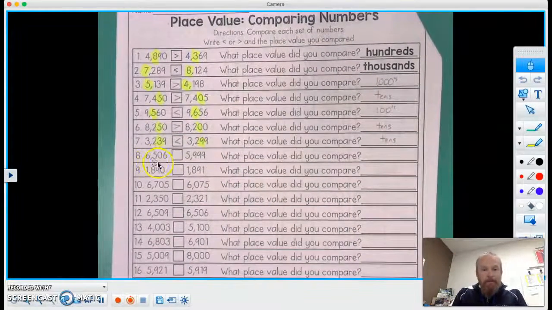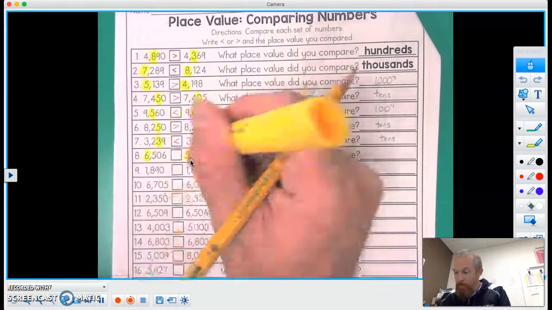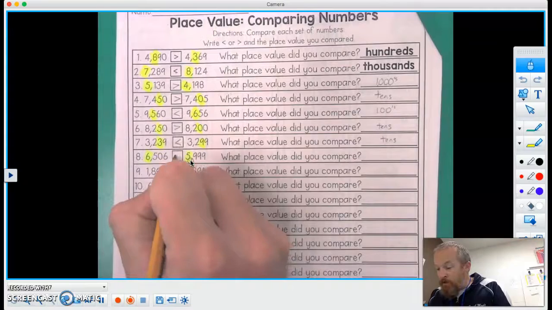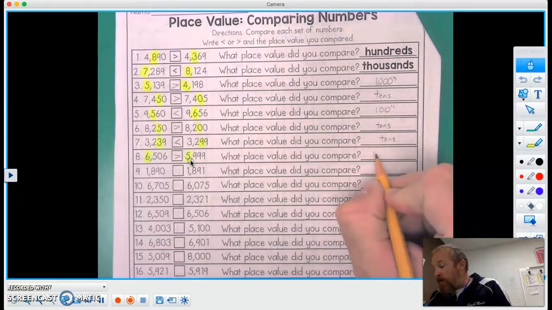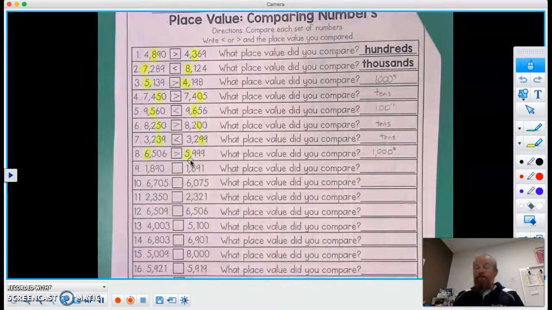All right, 6,000 and 5,000. So we know right away between the 6 and the 5, 6 is greater than 5, and that's supposed to be a little less, thousands.